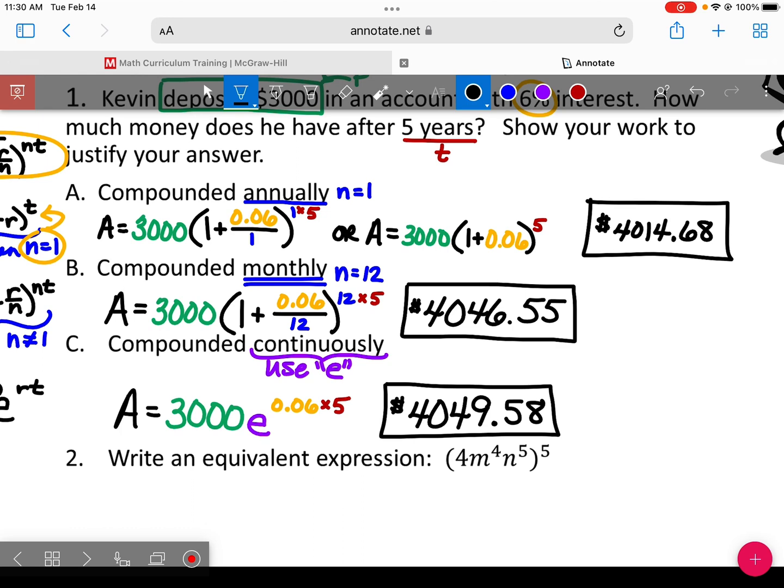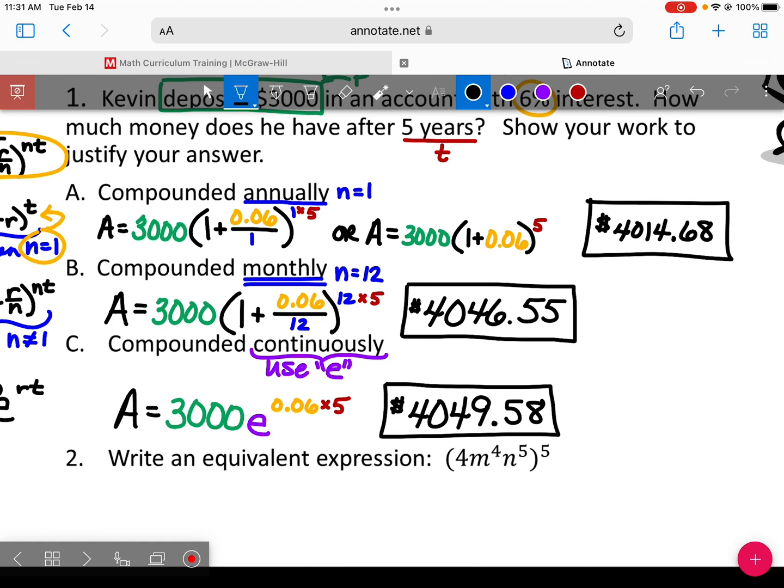Which one happens more often in a year, annually or monthly? Monthly. Annually means it happens how many times in a year? Once. Monthly means it happens how many times in a year? 12. So monthly happens more often than annually. What do you notice about the ending balance when you compound it more often? Did it get bigger or smaller? Bigger. The more times you compound it, the balance went up, 414 to 446.